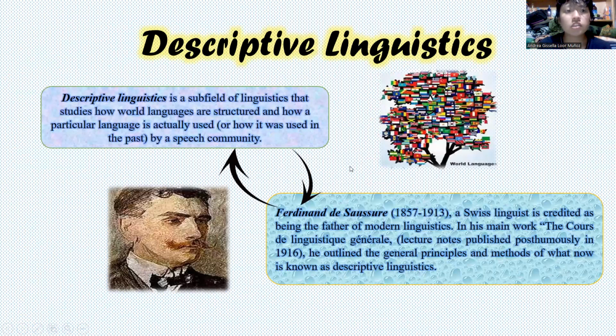Descriptive linguistics. Descriptive linguistics is a subfield of linguistics that studies how world languages are structured and how a particular language is actually used, or how it was used in the past by a speech community. Ferdinand de Saussure, 1857 to 1913, a Swiss linguist, is credited as being the father of modern linguistics. In his main work, Course in General Linguistics, lecture notes published posthumously in 1916, he outlined the general principles and methods of what is now known as descriptive linguistics.